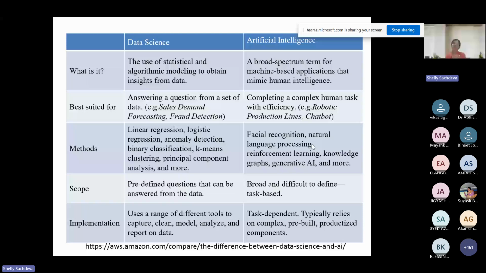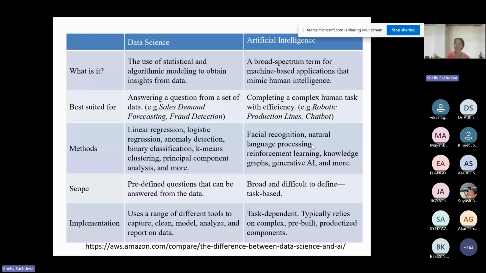This is what I picked up from an Amazon site, where they demonstrated what data science has in common with artificial intelligence. First of all, data science is the use of statistical and algorithmic modeling to obtain insights from the data. Artificial intelligence is where we usually want to build systems. For example, a robotic production line requires very little human intervention, and the industry works totally upon such robotic production lines.